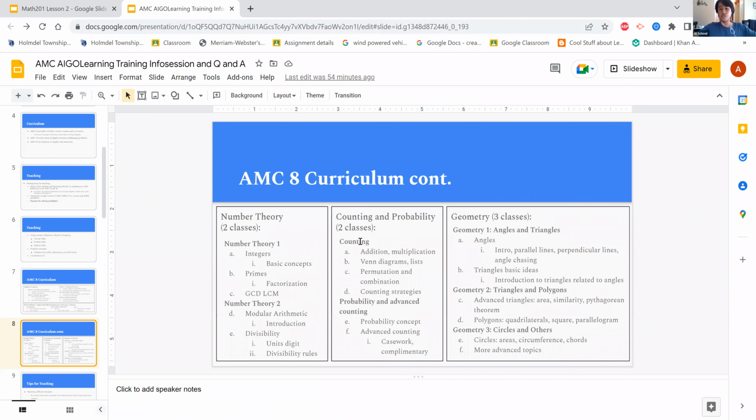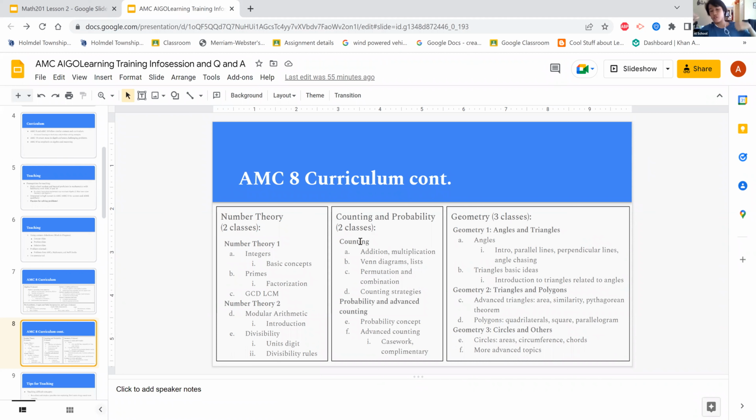Next up is geometry. So 3 classes on geometry. The first class is angles and triangles. We'll first introduce angles, which covers parallel lines, perpendicular lines, and angle chasing. And then we'll introduce triangles, basic ideas of triangles, for example, introduction to triangles and relating angles to triangles.